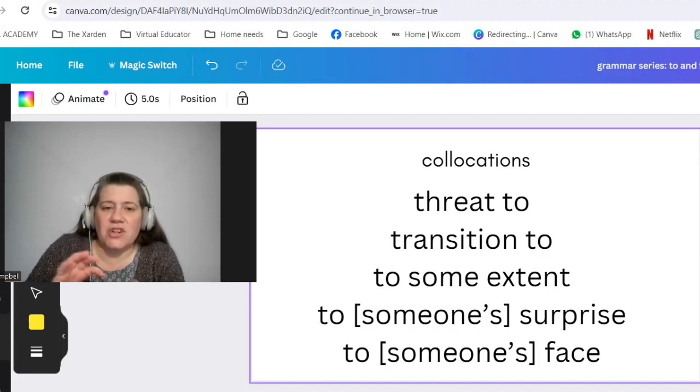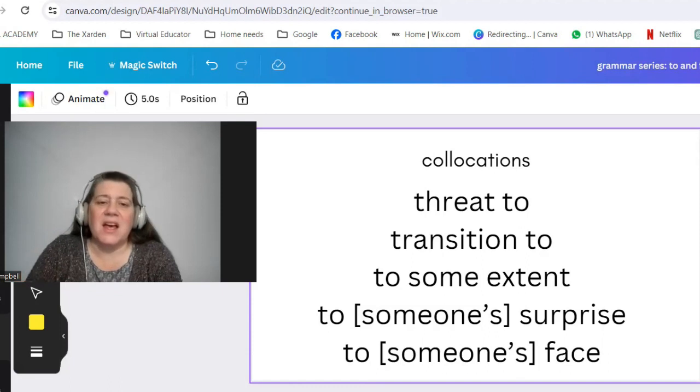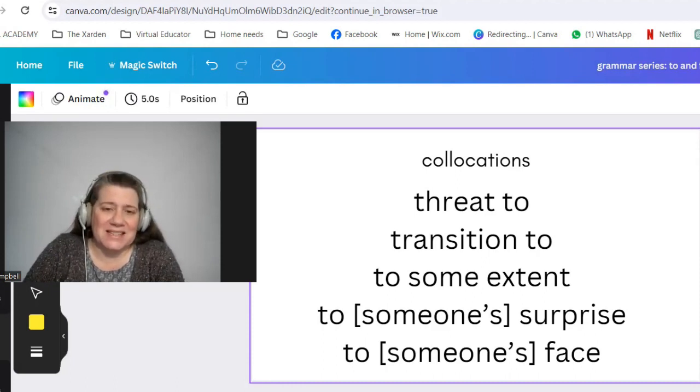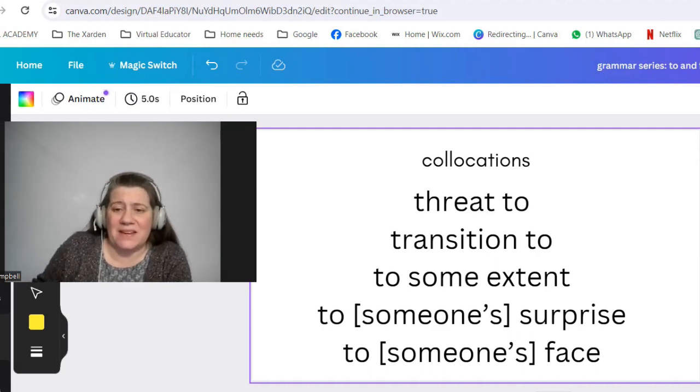Transition to. So I'm working on transitioning from working for other people to working for myself. I'd like to transition to working for myself. To some extent. To someone's surprise or to someone's face. Say it to my face. Don't talk behind my back. Say it to my face.